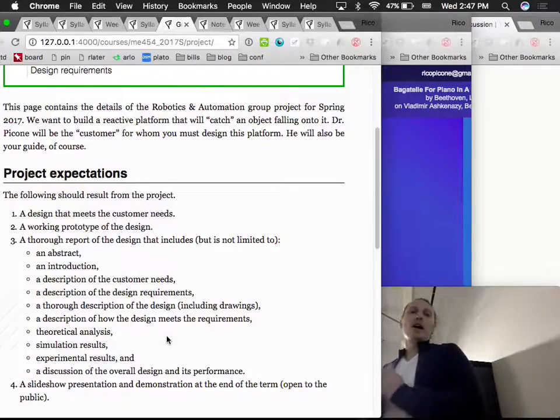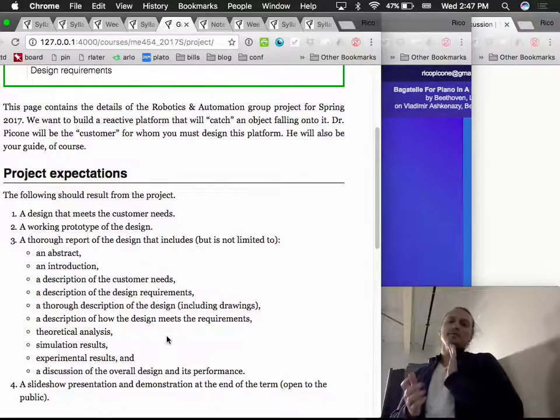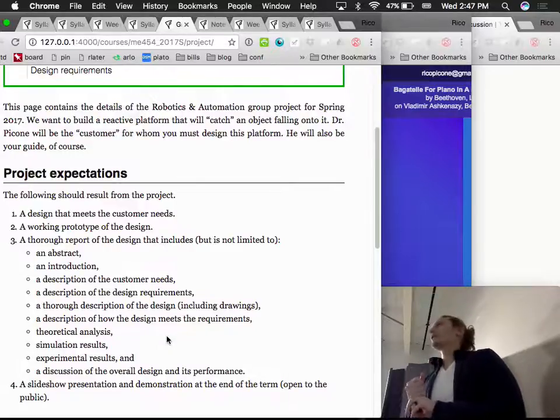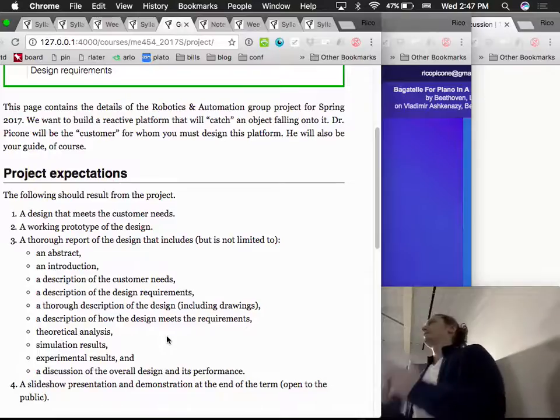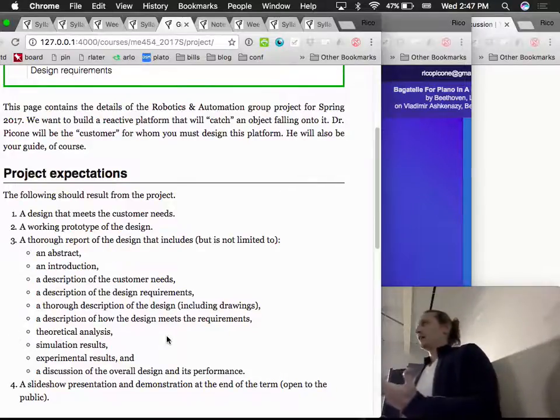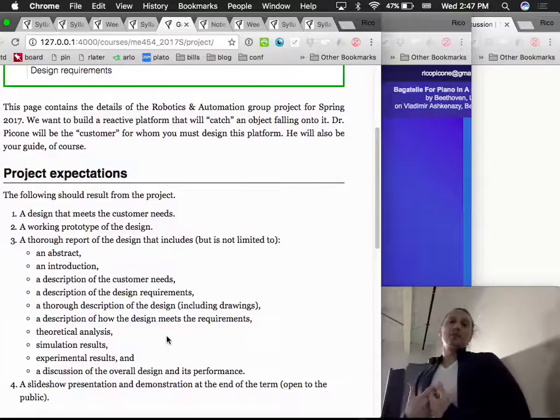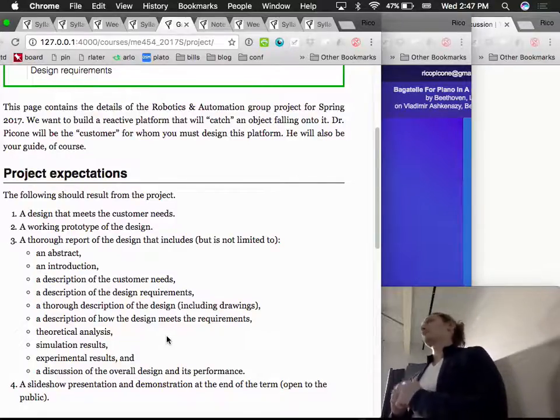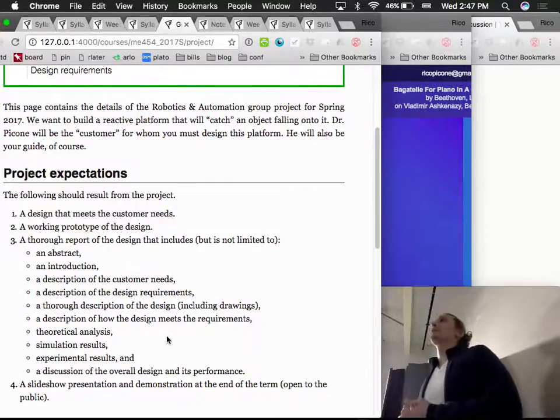So, my expectations are that the following things should result from this project. We should make a design that meets the customer needs. Okay, so that's always got to be the goal, right? You gotta do that. So a design is one thing, but I'm actually requiring that we have a working prototype of the design. So not just design, but also build. Yep. What's the scale of the prototype?